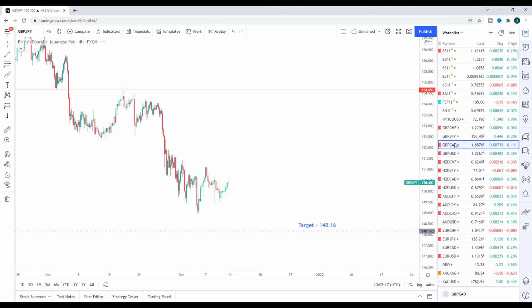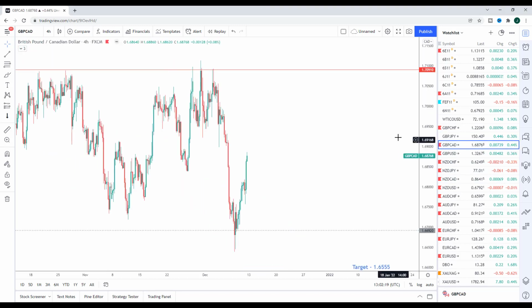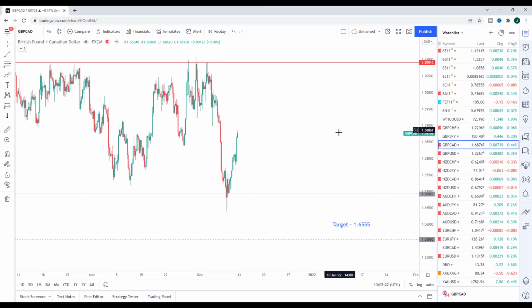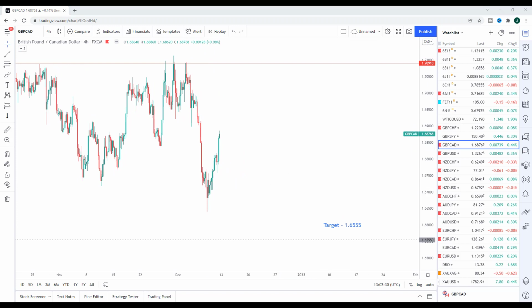Next is pound CAD. Now, we've already discussed the fact that the Canadian dollar did take out the target set from previous weeks. And it does look like we're setting up a bear flag now in pound CAD. So any continued pullback in this market would be viewed as an opportunity to look for short positions.